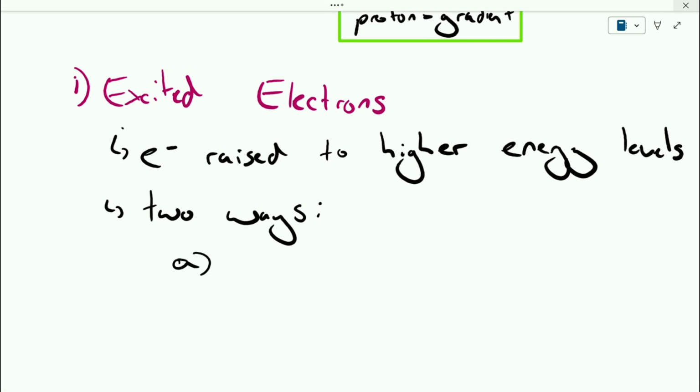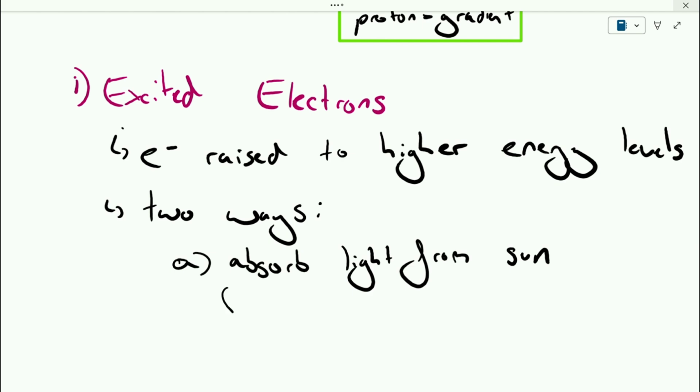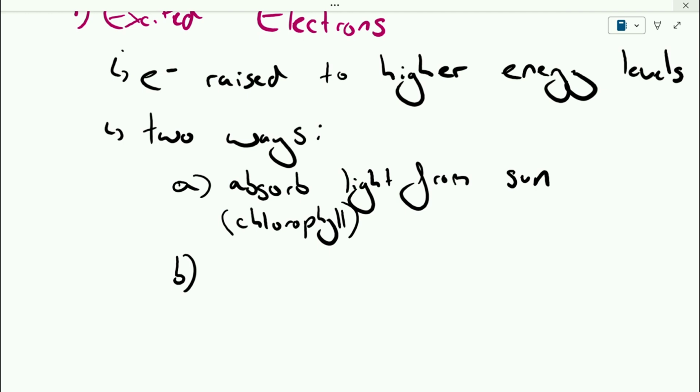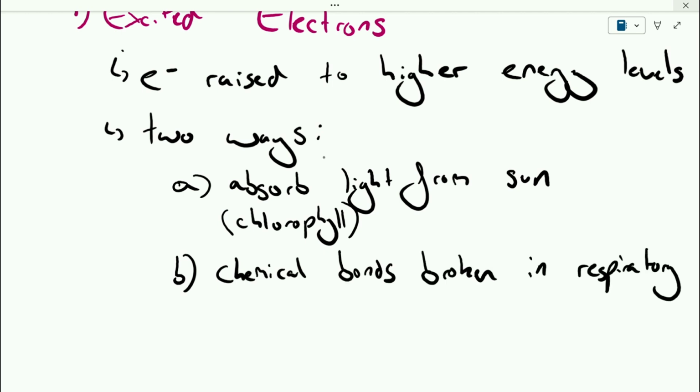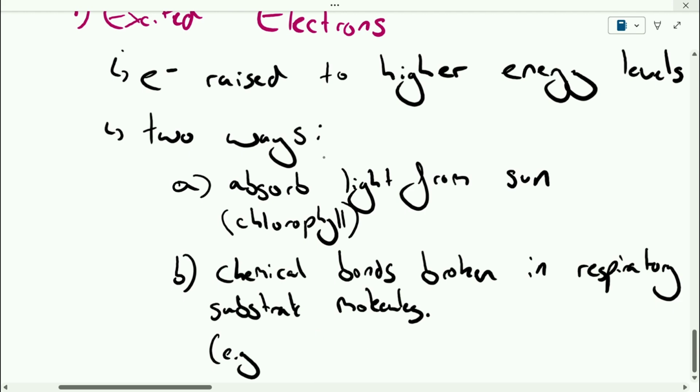Electrons present in the pigment molecules, for example chlorophyll, are excited by absorbing light from the sun. Another way is that high energy electrons are released when chemical bonds are broken in respiratory substrate molecules, such as glucose. So the first way is what occurs in photosynthesis, and the second way is from respiration. These electrons then go on to the electron transport chain.